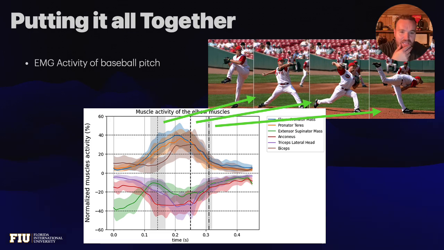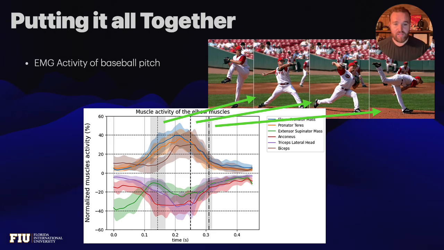And we see that the muscles sitting on the top of this graph, as you can see on the x-axis down here, starting at about 0.15 seconds of the way through this, we can see that we have the flexor and pronator mass, which is on the anterior side. We have the pronator teres, also on the anterior side, and we have the biceps, which of course we know is on the anterior side as well. All of those muscles start off slightly more active and become very active throughout this pitching motion.